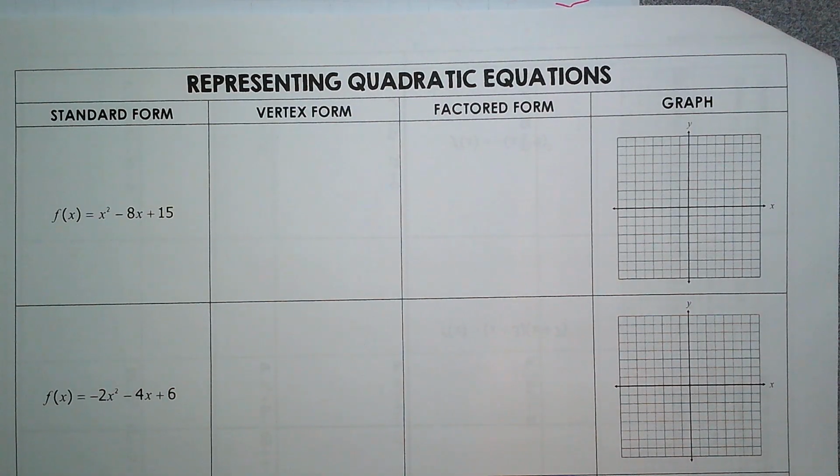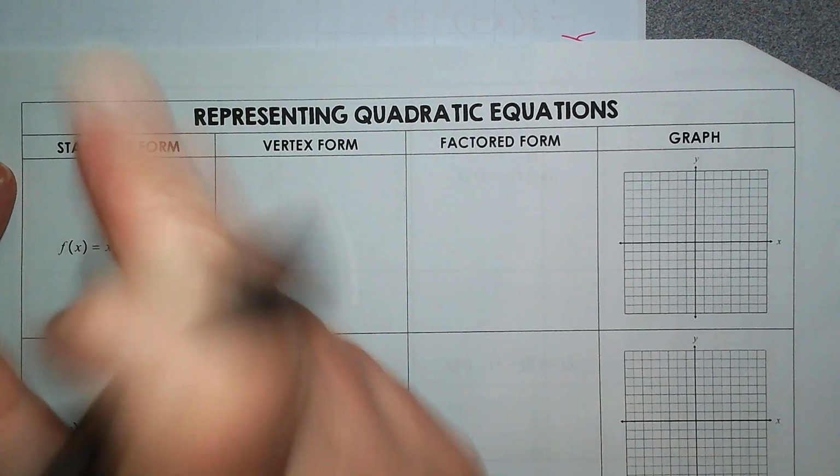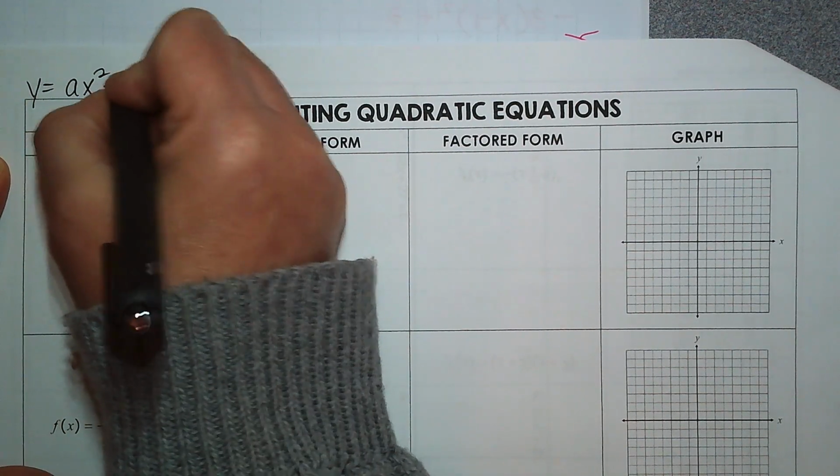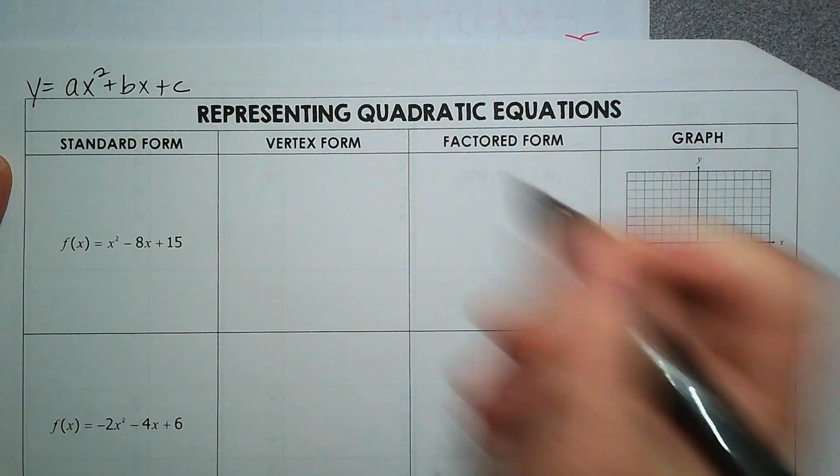There are 3 different forms that a quadratic can be written in, and we're going to talk about those in just a minute. You can also represent the equation in a graph, which is a parabola. Standard form, we know, is ax squared plus bx plus c.